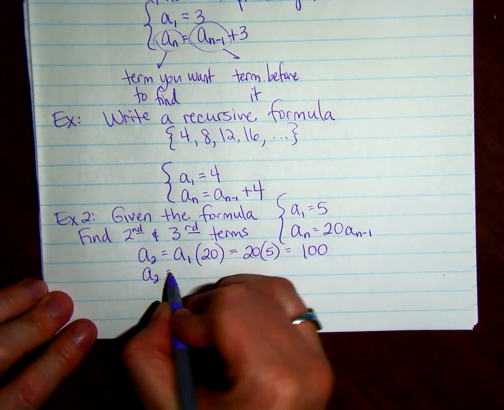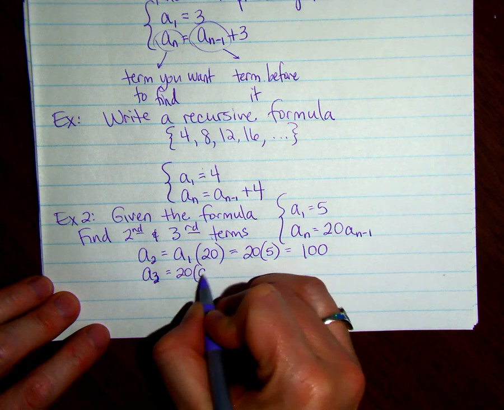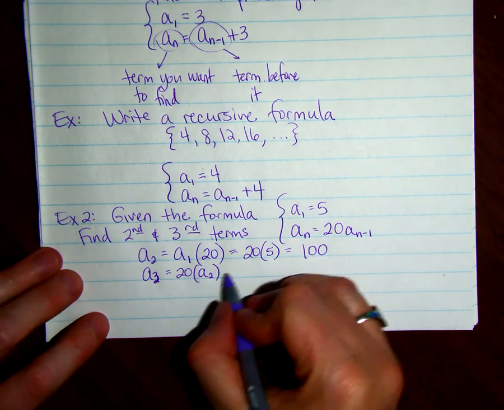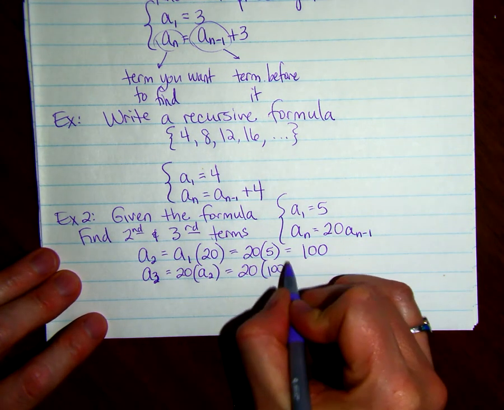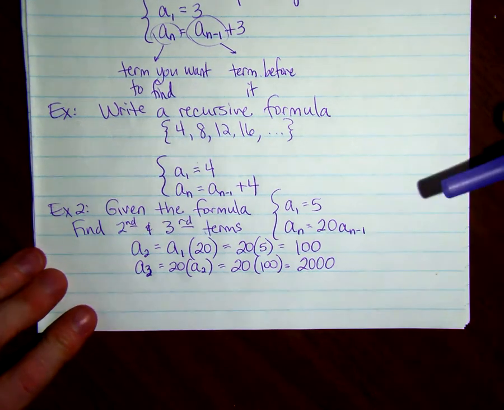A sub 3 equals 20 times a sub 2. So that's 20 times 100, or 2,000. And that's the end of that lesson.